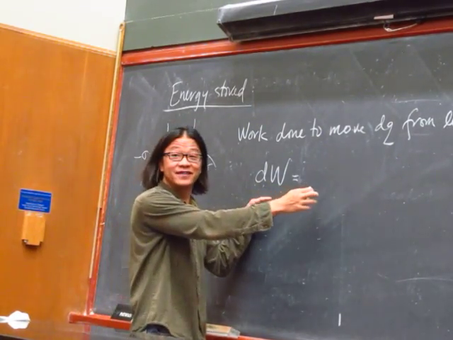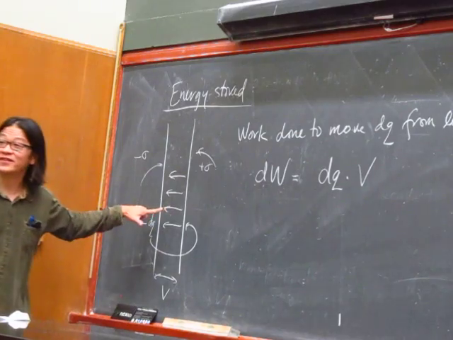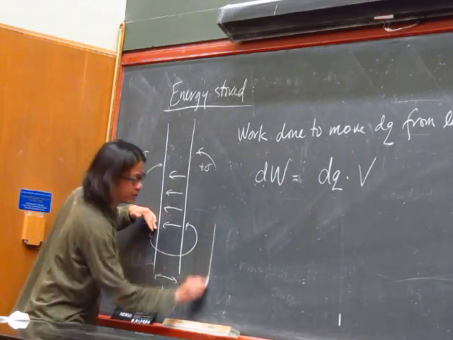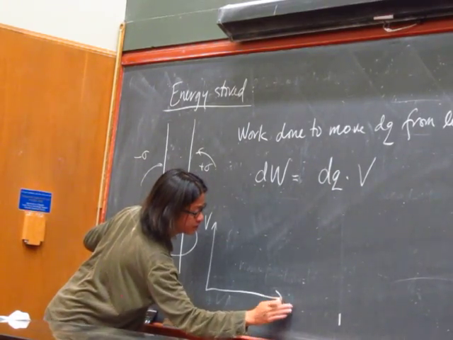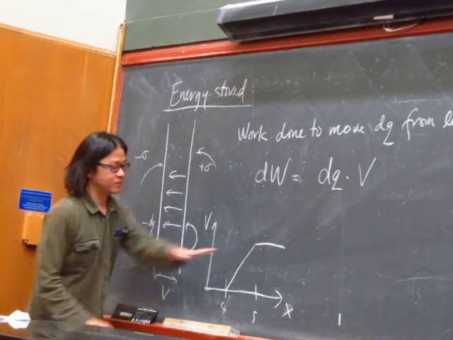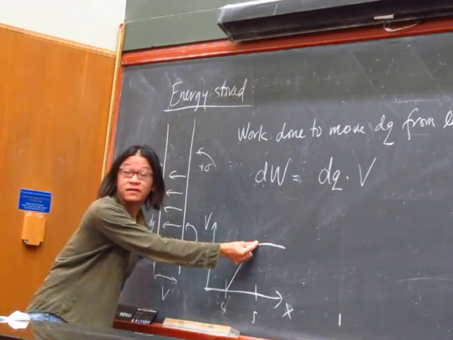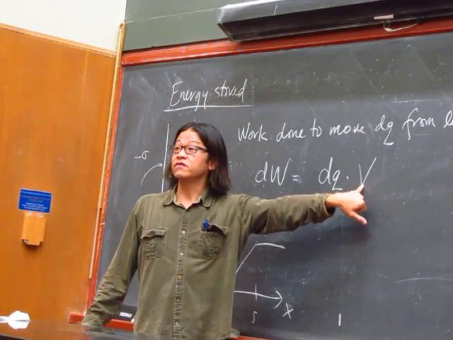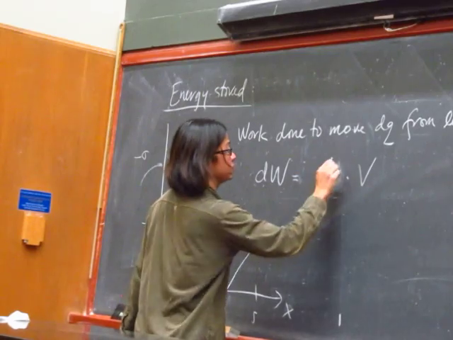It's just dq times the potential difference, right? The potential is higher here and lower here. Remember, the potential goes as a function of x. I want to bring dq from a low potential to a high potential, and then what I need to do is just charge dq times the potential difference.